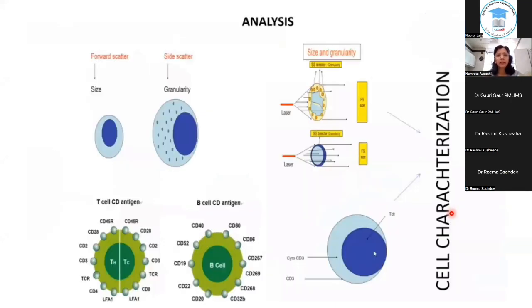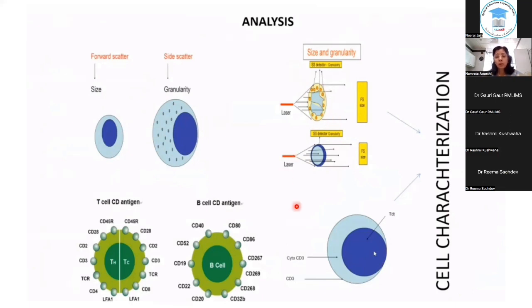Now, what kind of data can be generated by flow cytometry? As you've seen, the light can be scattered in the forward angle and in the side, at 90 degrees. Light in the forward scatter tells us about the size of the cell. So if the cell is small, forward scatter will be low. If the cell is big, the forward scatter will be high. The second signal is the side scatter, which tells about the granularity of the cytoplasm or even the nuclear complexity. So a cell which is small in size, like a lymphocyte, will have a low forward scatter and a low side scatter. Whereas a cell which is large in size and has granules will have a high forward scatter and a high side scatter.